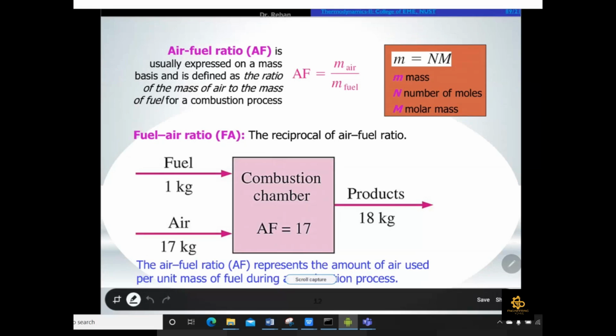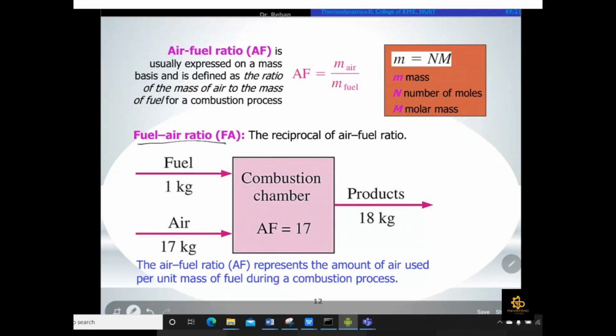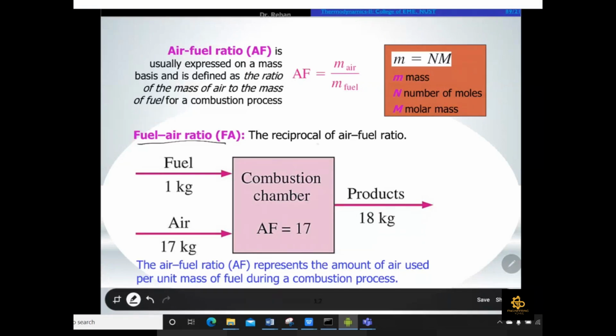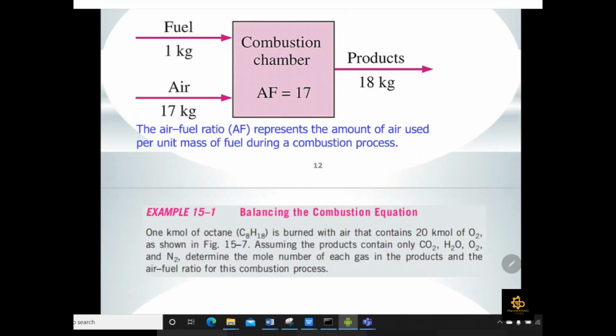Now, another term is the fuel-air ratio. The fuel-air ratio is basically only the reciprocal of the air-fuel ratio. Sometimes we use fuel-air ratio and sometimes we use air-fuel ratio, so these are the terms we can use.